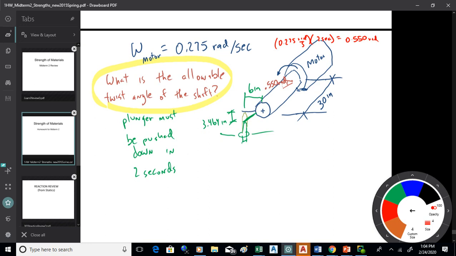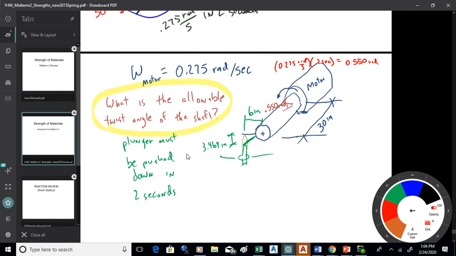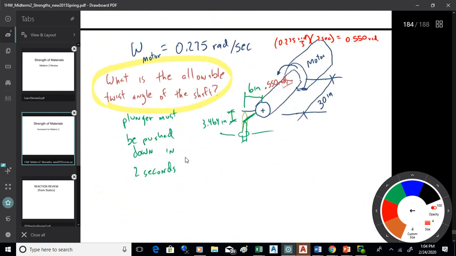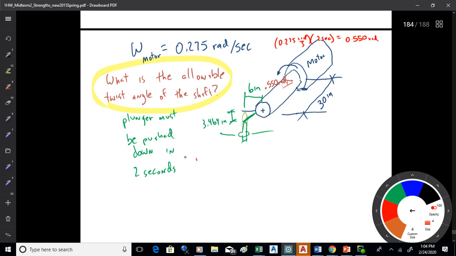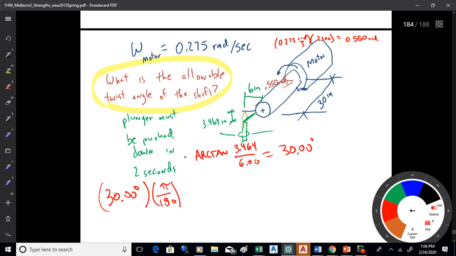The front of the shaft, what it has to do is it has to go down 30 degrees, which is the arctan, inverse tangent, of the 3.464 over the 6. And if you run that, you get 30 degrees, basically pretty darn close anyway. Now we want to be on the same unit system. So what you'd want to do here would be to take the 30 degrees times pi over 180. And that will get you that angle in the front in radians.